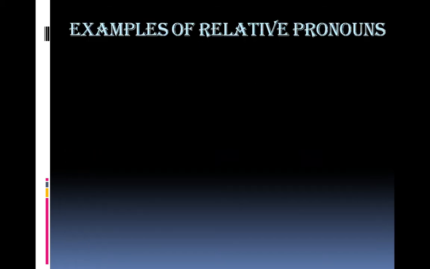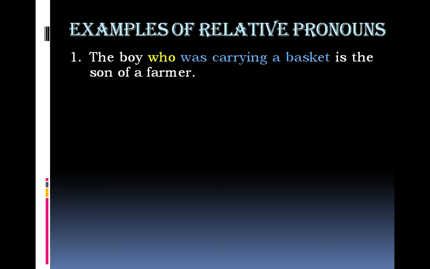And now examples of relative pronouns in sentences. The boy who was carrying a basket is the son of a farmer. This word who in this sentence has been used in place of boy. We know that the boy was carrying a basket, but instead of using this noun boy, we have used word who. Who is a word used in place of a noun, and words used in place of nouns are called pronouns. Now, having been used in place of a noun makes it a pronoun.